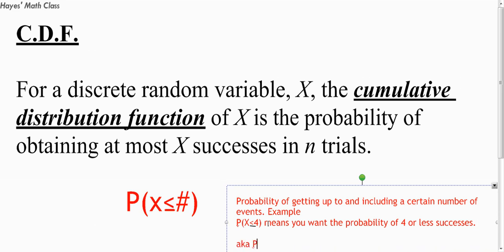AKA, you've got the probability of 0 plus the probability of getting 1 plus the probability of getting 2, plus the probability of getting 3 plus the probability of getting 4. And given what we were doing today, you would actually have to go through and calculate each of those 5 different probabilities at the bottom. However, this is where our calculators are going to come in and save the day. All right.